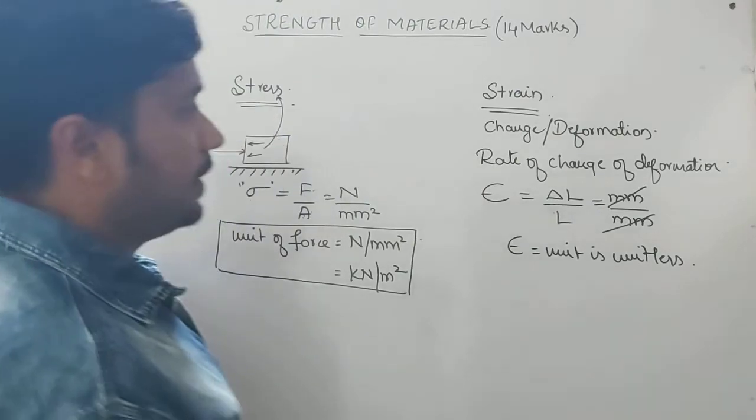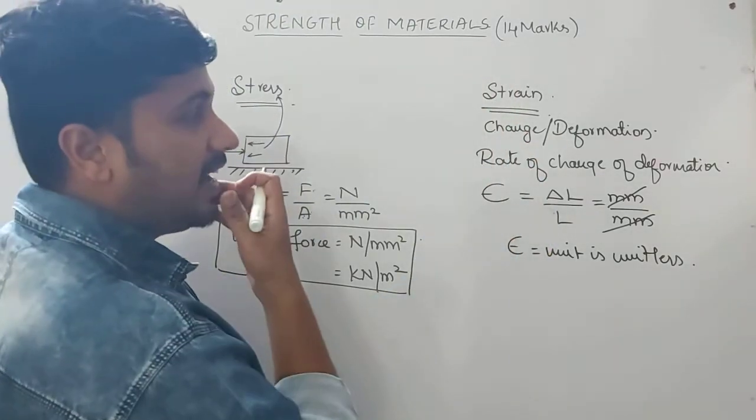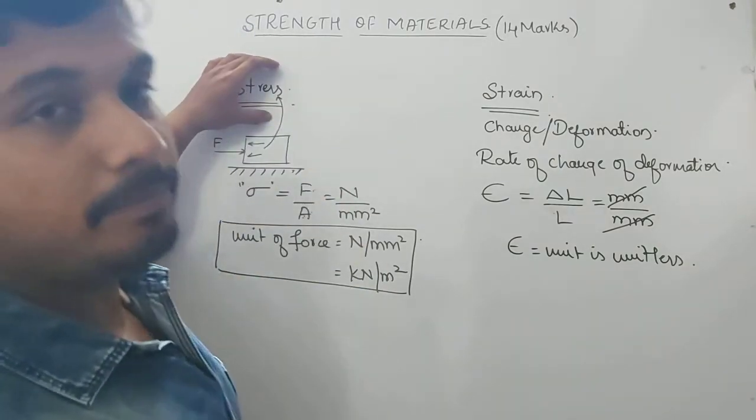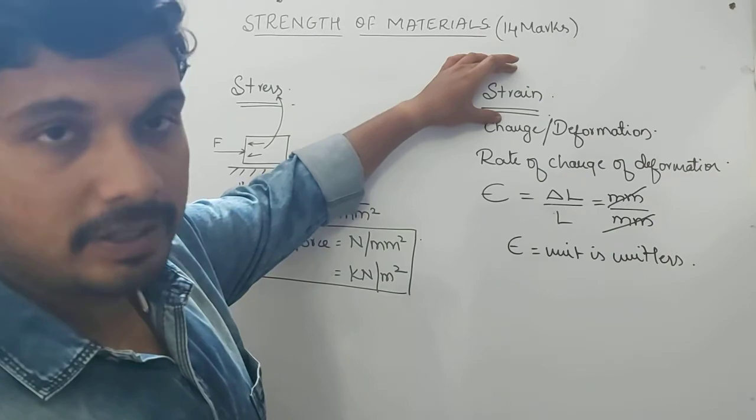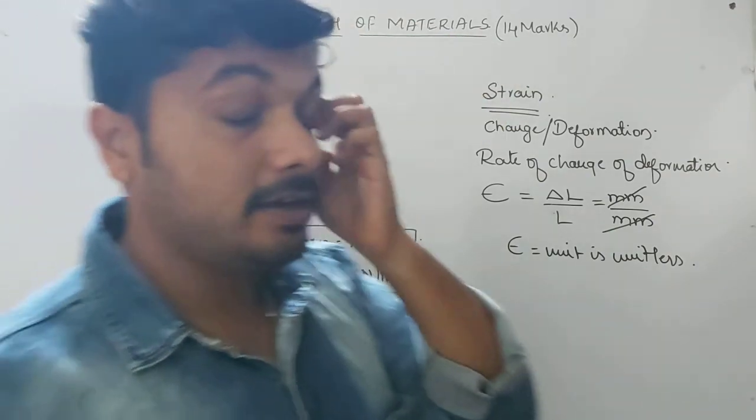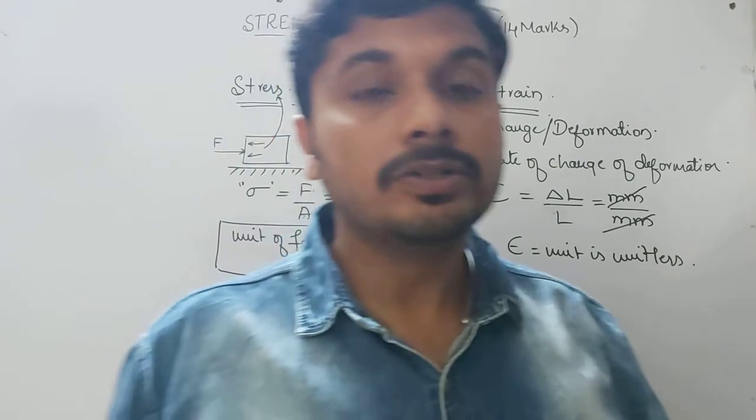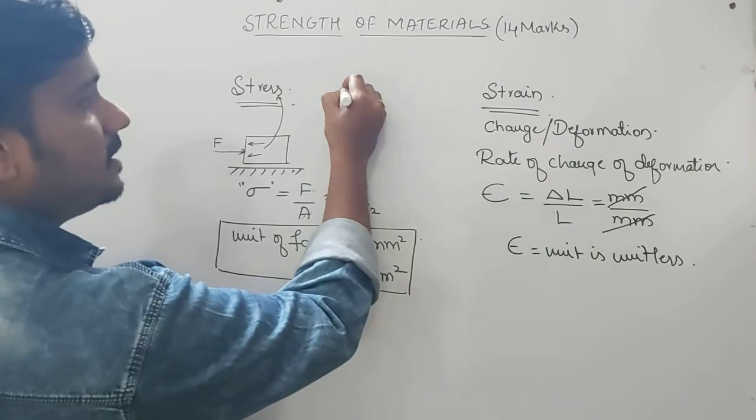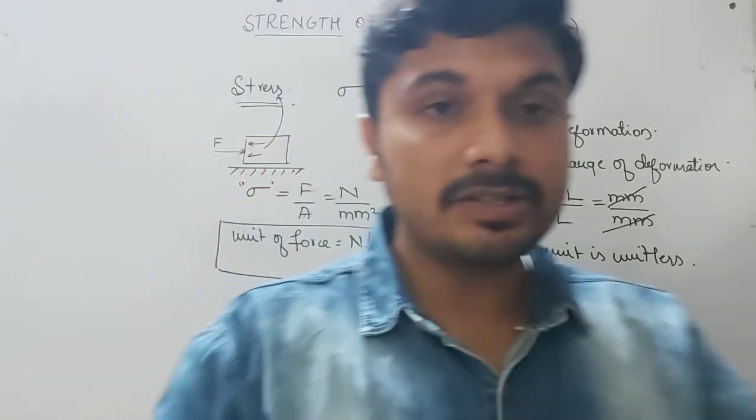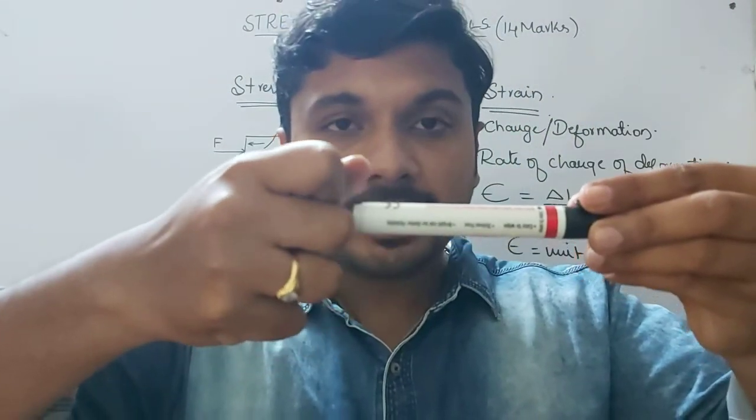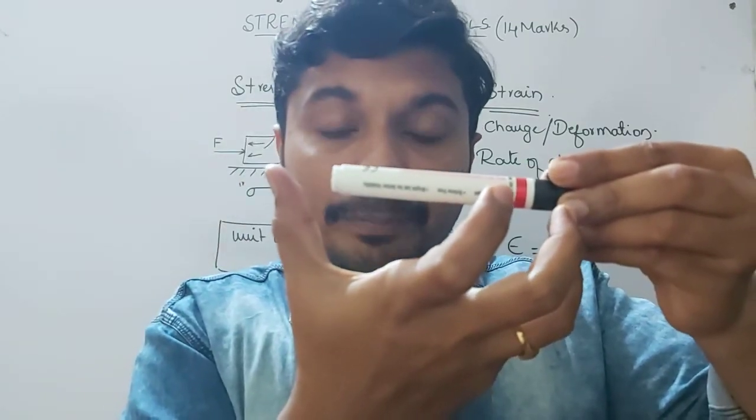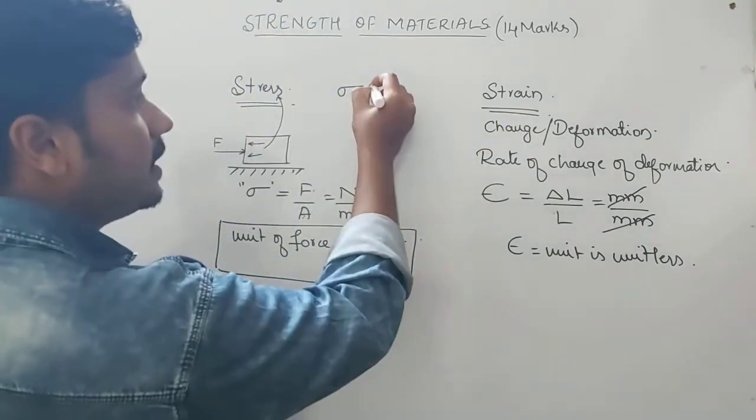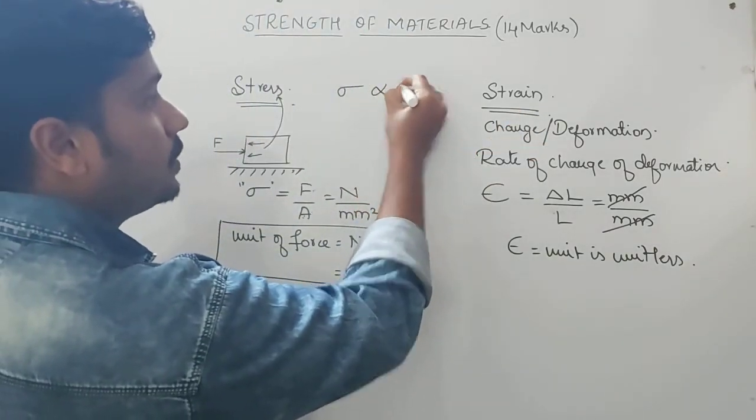Now, coming to the next. What is actually stress and strain? What is the relation? This is the big brother. This is the younger brother. This is the elder brother and this is the younger brother. Now what is the relation between them? There is a relation between the stress and the strain. As the stress increases, stress means the force applied, as the force goes on increasing, the body tries to change in its shape. Change in its shape is nothing but the strain. So stress is directly proportional to strain.